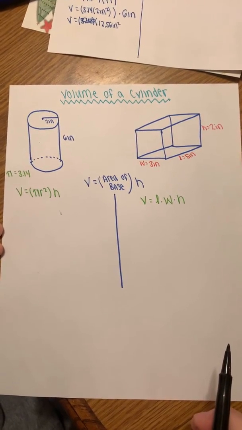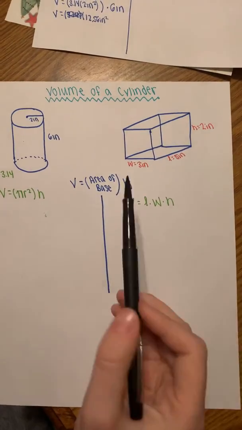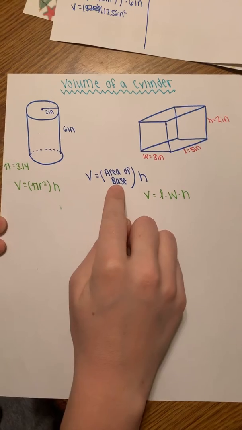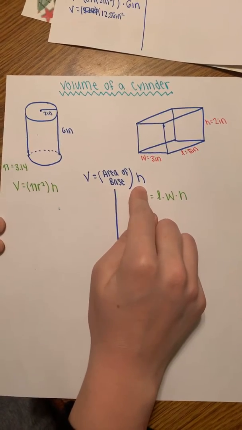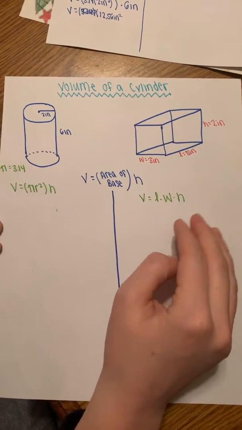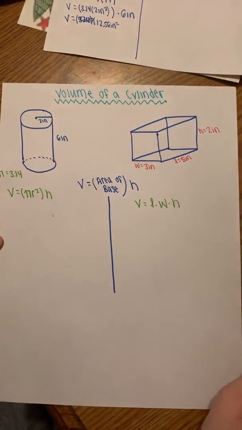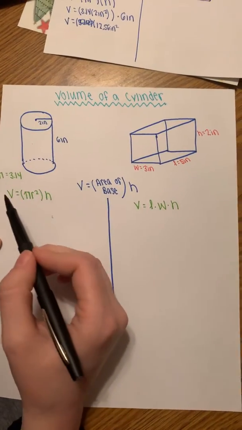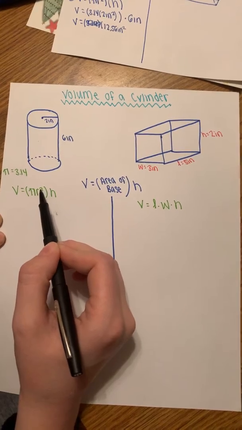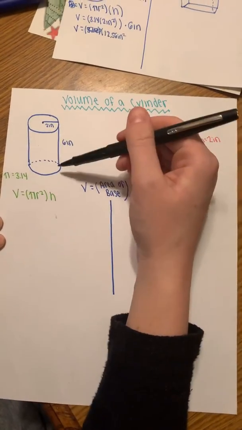Alright, so in this video we're learning how to find the volume of a cylinder. Now to find the volume of a cylinder, we have to look at the area of the base and multiply it by the height. So depending on the shape of the base will depend on what formula you will use. So for this one, which has a circular base, the volume is going to equal pi r squared, which is the area formula for a circle, and multiply it by the height.